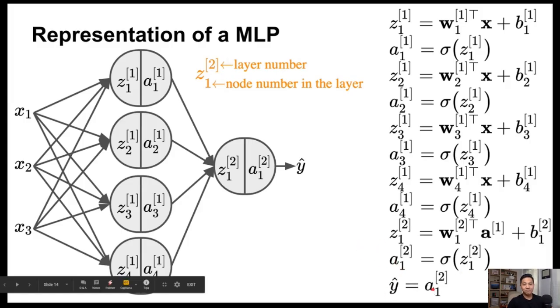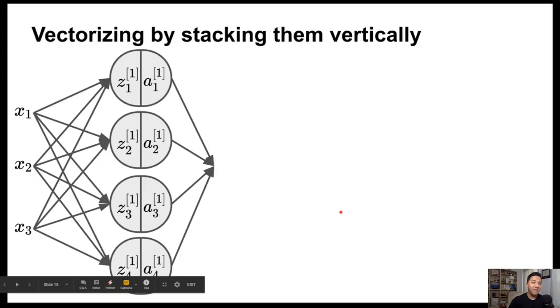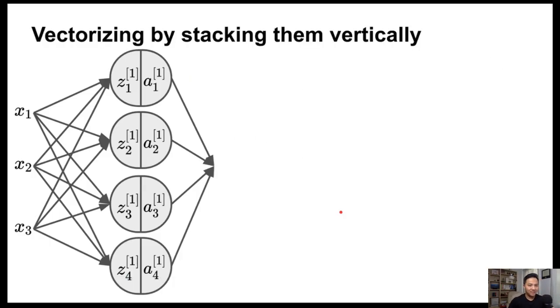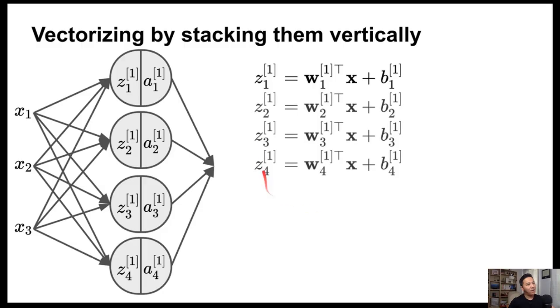Okay, so the math is pretty straightforward, I think. But can we do better? It just looks like a lot of equations there. Can I vectorize them, stack them vertically? If I have one function here, I have calculated for all the Z. So if you notice, if I stack all these Z numbers together, I get a vector Z, so Z of layer 1.